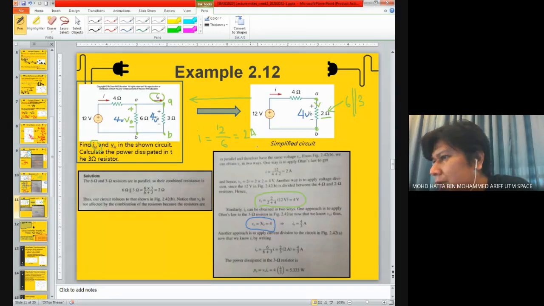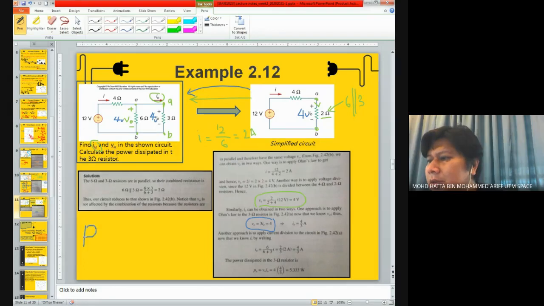So when we look back at our original circuit to find how to calculate IO, you need to use your creativity, since you have already been equipped with Ohm's law, Kirchhoff's current law, Kirchhoff's voltage law, and also current and voltage division. Okay, now how do we calculate the power dissipated in the 3-ohm resistor?